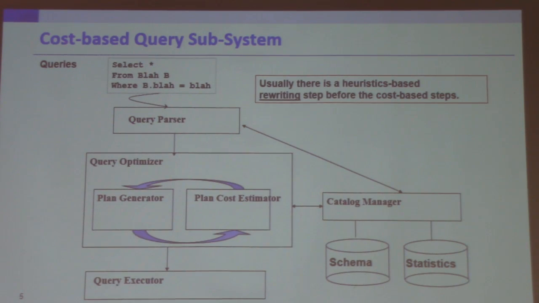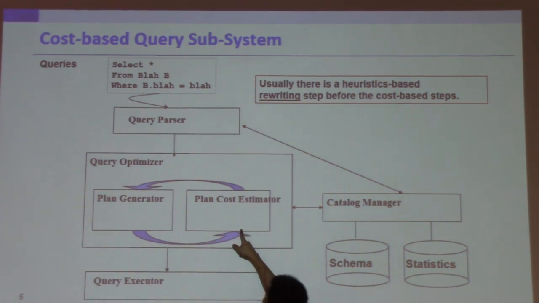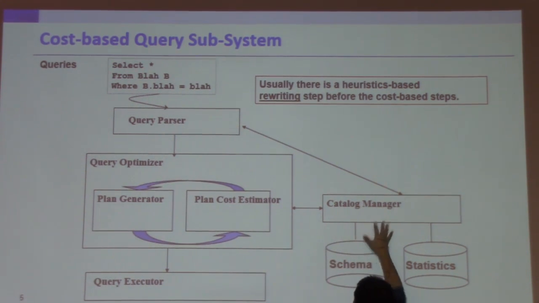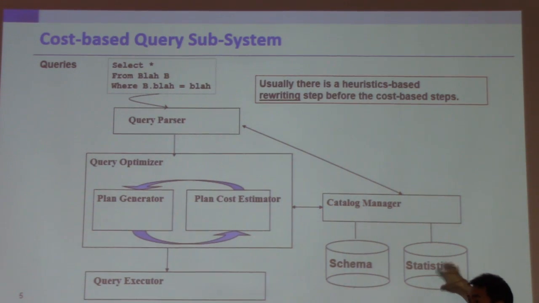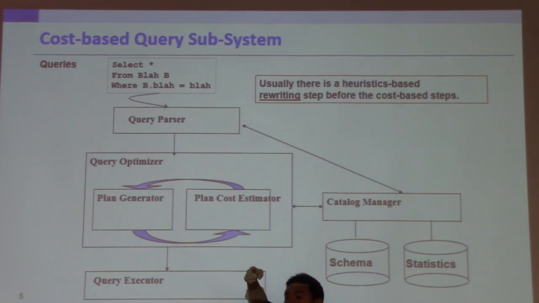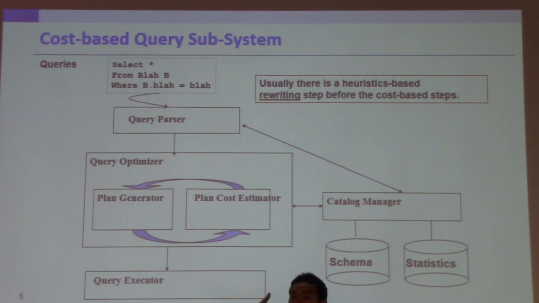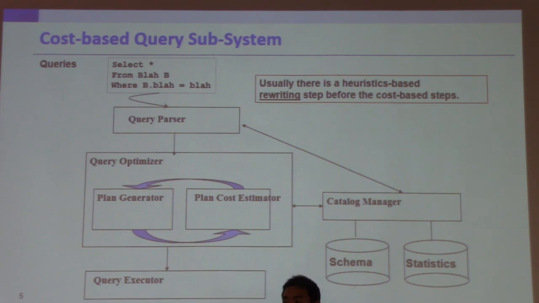Now if you allow me to go all the way back to this, you should have a crystal clear understanding of each of these components. Plan generation uses relational plan equivalence. Plan cost estimator uses the catalog manager that maintains information about your schema and some statistics about your relations, such as histograms. To do what? To do 2 things. To do selectivity estimation, as well as, using the analysis of different algorithms we have been talking about, estimate the cost of each operator, whether it's hash join, merge join, nested loop, block nested loop, or whatever.